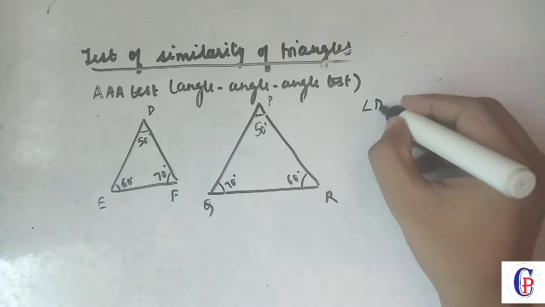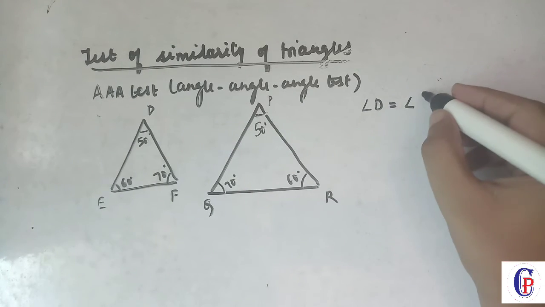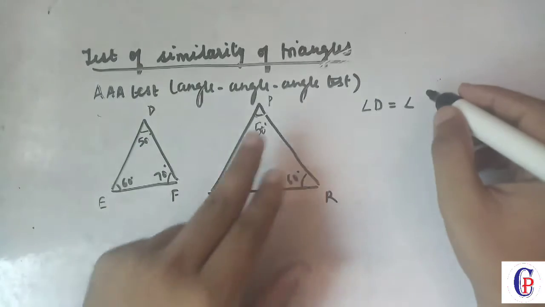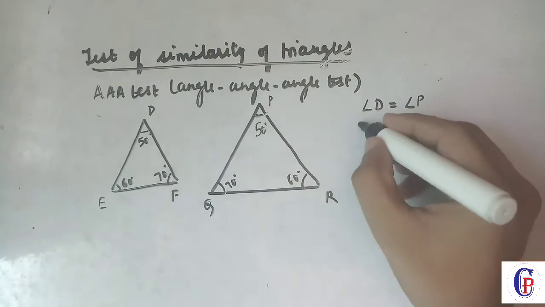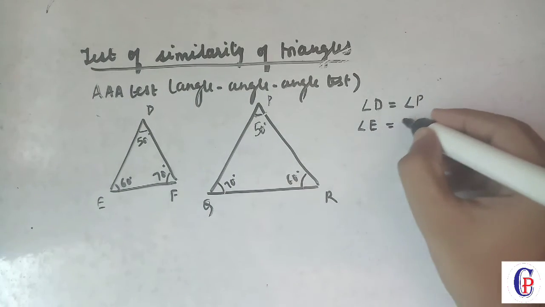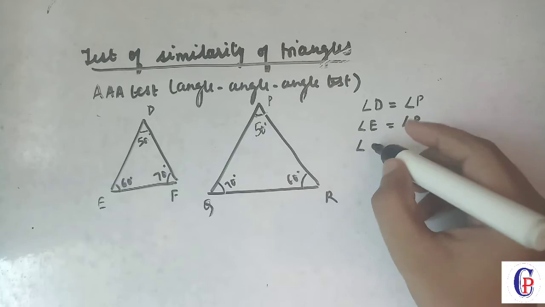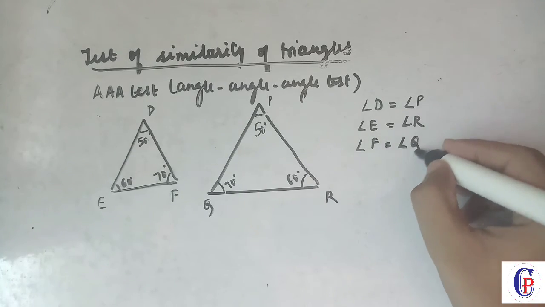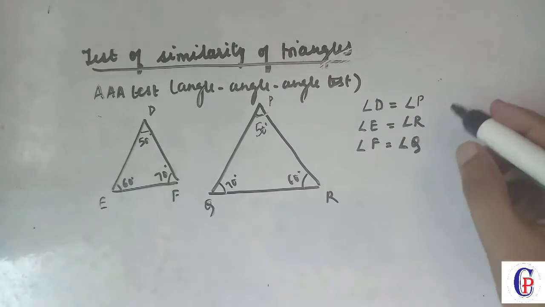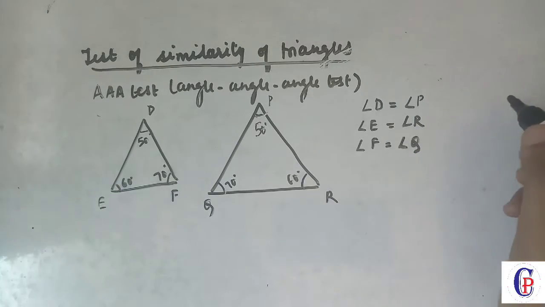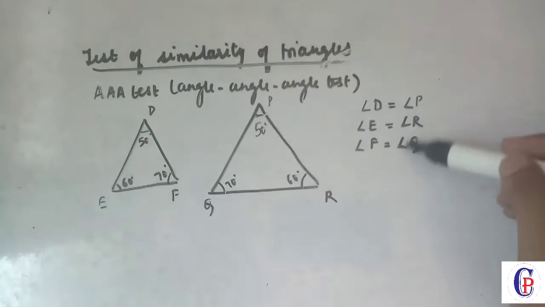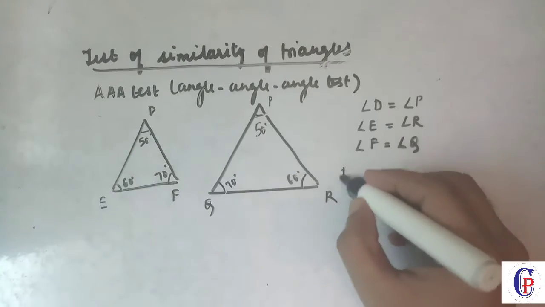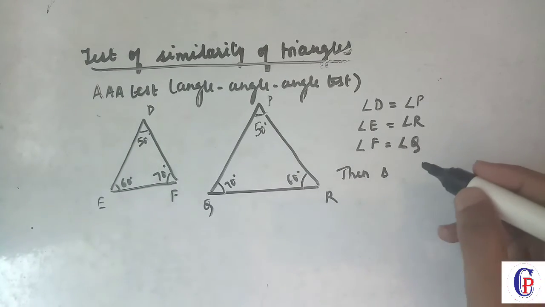So we can write here angle D is equal to angle, D is 50, so which angle is 50 here? P. Angle E is equal to angle R, and angle F is equal to angle Q. So you can see here that the three pairs of angles are equal. So it says angle angle angle test. So if three pairs of angles are equal, then we say that the triangles are similar.